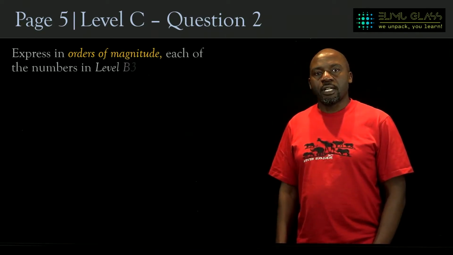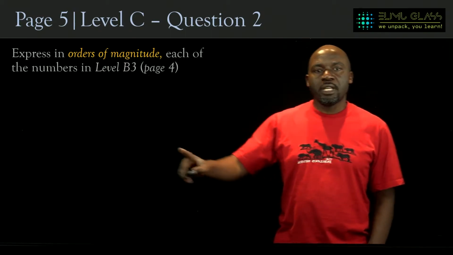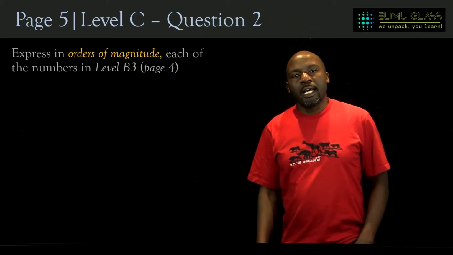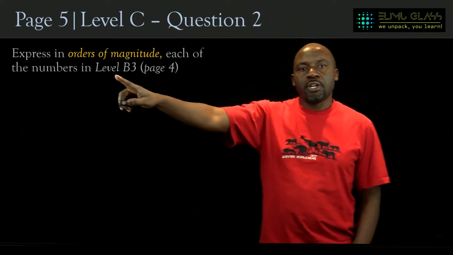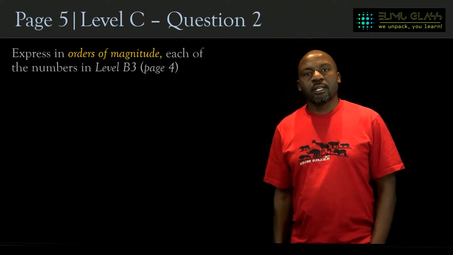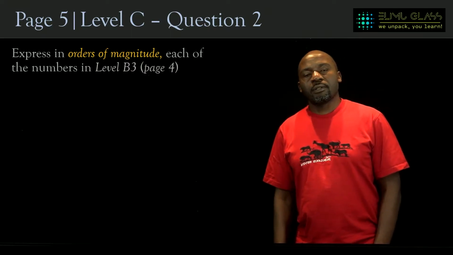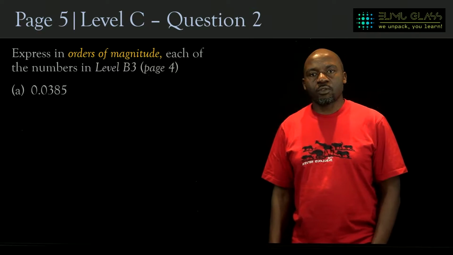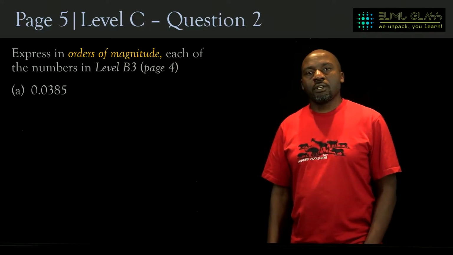Express in orders of magnitude each of the numbers in level B3. So that means you go to the previous page of the booklet. B3, that is question number 3 on page 4, is asking you to express some standard numbers there in orders of magnitude, and I think the first one there is 0.0385.